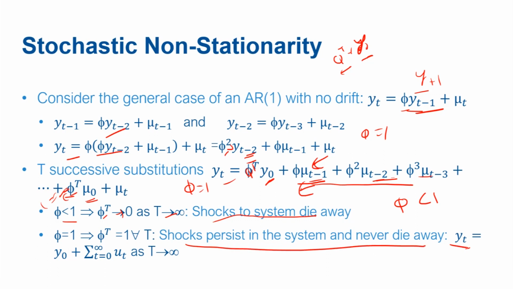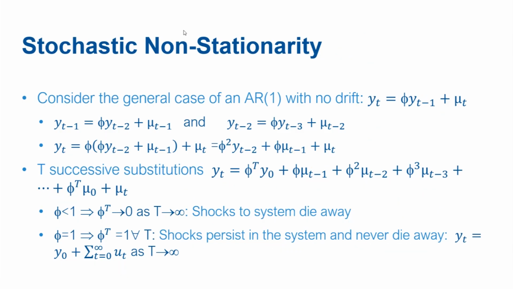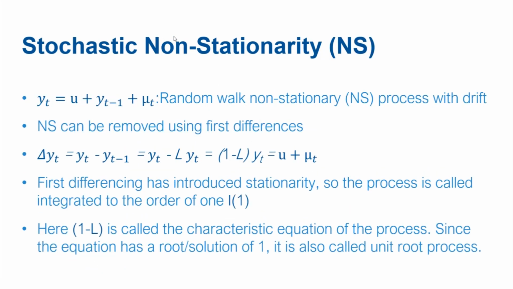And you have this kind of process, yt equals phi y naught plus this summation of mu t into phi to the power t. And since phi equals 1, it will be simply the summation of mu t's over time. That means shocks will never die away, no matter how far away in time you are. Let us see how to deal with this kind of non-stationarity.